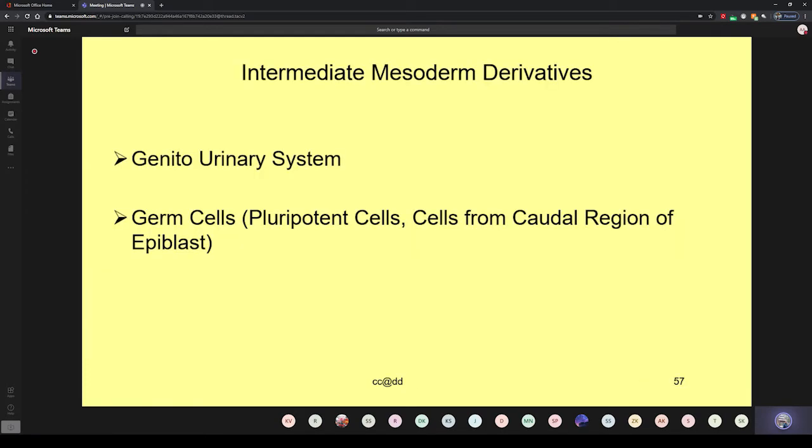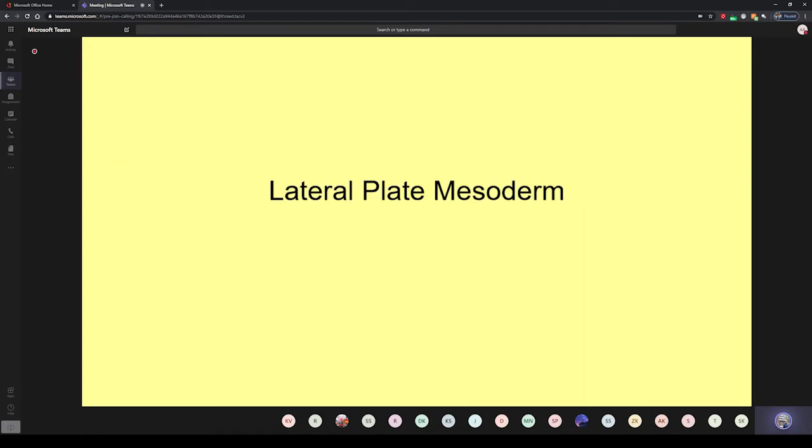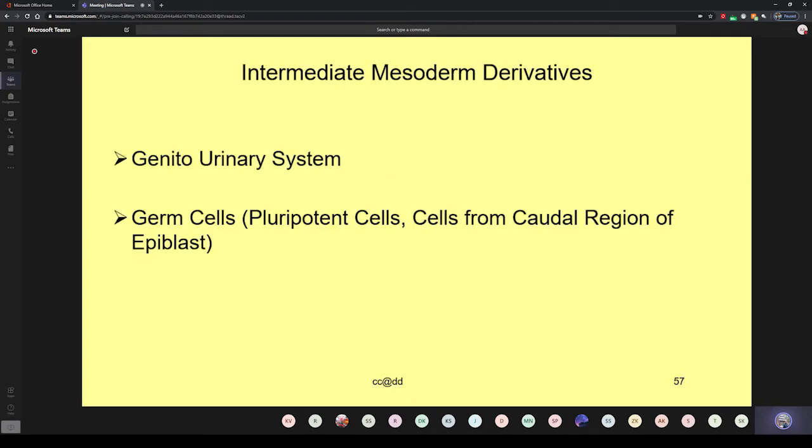So that is why these pictures have to be studied in a continuum. There is nothing like segregation. Segregation has been done here just to make it clearer for you. But when you read, you have to read it in one go. So this is what are the derivatives of the intermediate mesoderm: the genitourinary system and the germ cells.